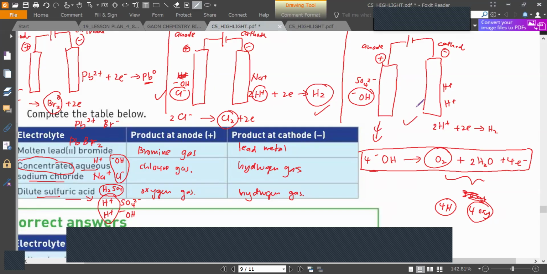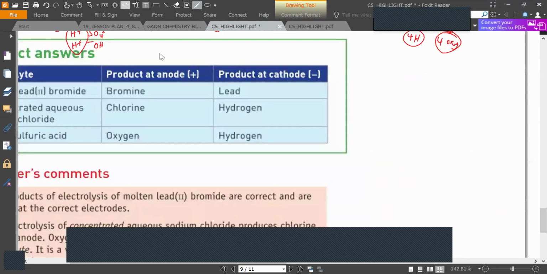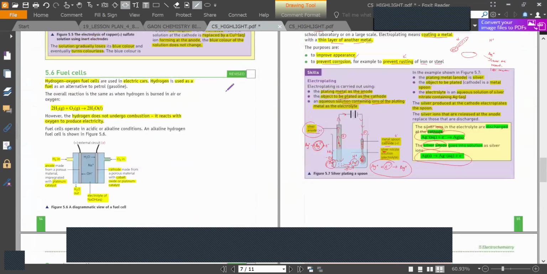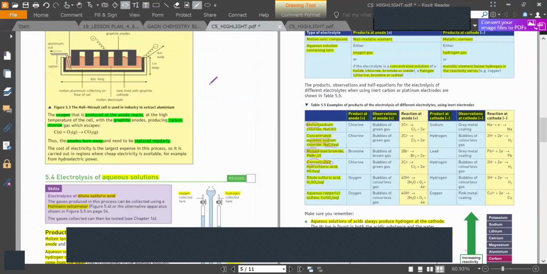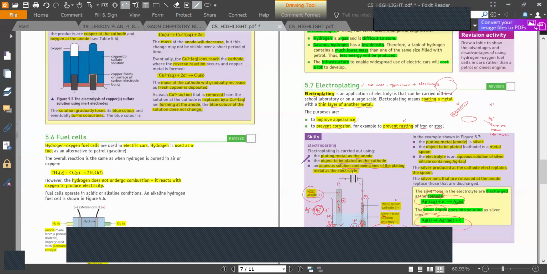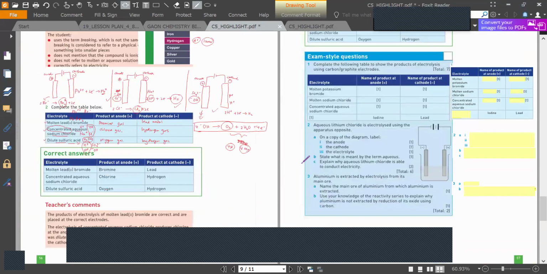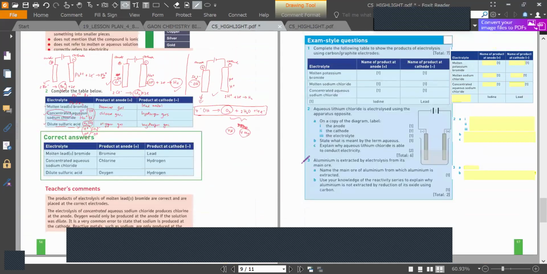If you find it very difficult to work out by yourself, we memorize this table. If we memorize this table, we more or less have everything. We have all the information for the exam. But if you can work it out, it is the best, so you don't need to memorize it. Okay, next.